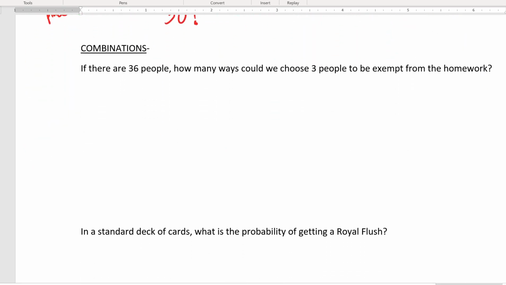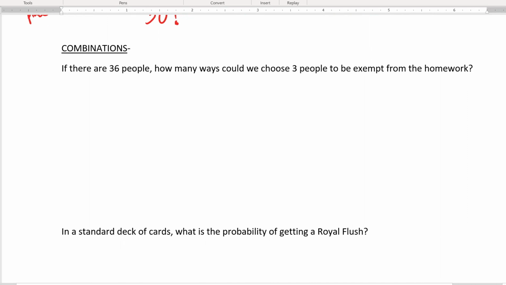If there were 36 people, how many ways could I choose 3 to be exempt from the homework? Now I got some of your attention finally, right? So here you have 36 people, and I'm choosing 3. This is not a permutation. This is a combination. Why? Well, because first time I'm picking 36 people. 36, right? Second one is, here's why. Okay, I'm trying to think about this. Basically, the order doesn't matter.